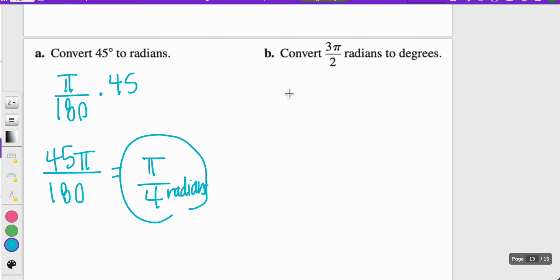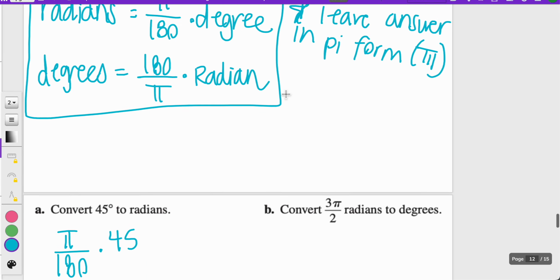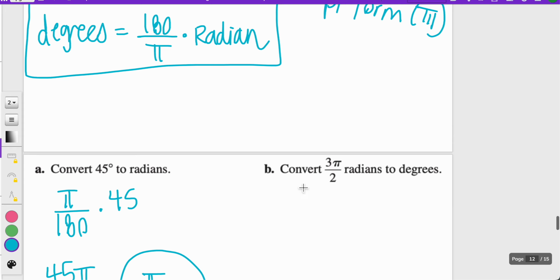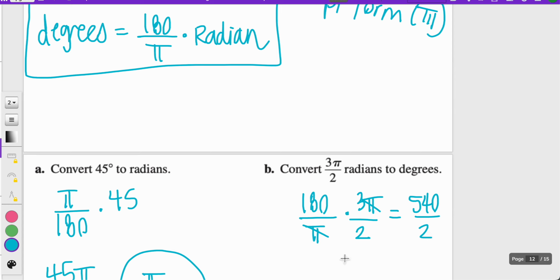And then this one, I have radians, I want to convert to degrees. Again, if I want degrees, I just take 180 over pi and multiply that by 3 pi over 2, because that's my radian, okay? The nice thing here is that I can cross cancel the pi's. So I have 180 times 3, which is 540 over 2. So I'm just going to divide by 2, and I'm going to get 270 degrees.